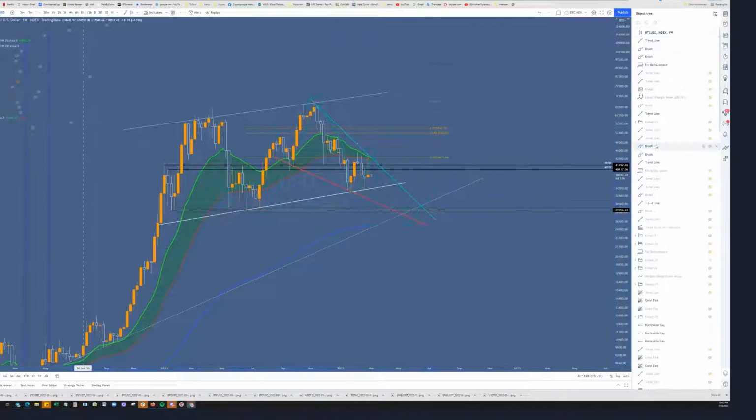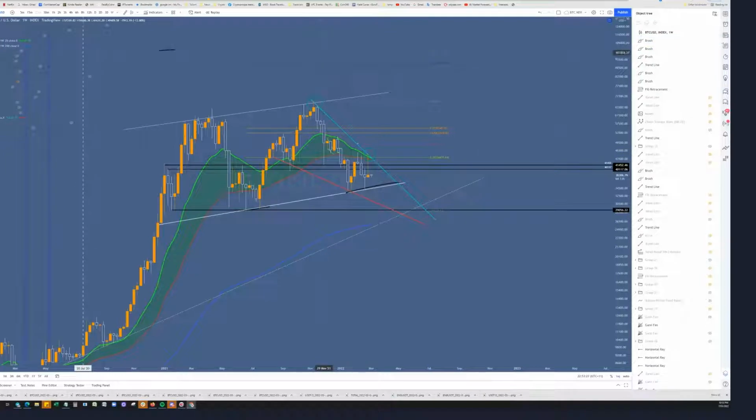Just no one's going to tell you where it's going to be. All we can do is take it one level at a time. So that's my thinking at the moment. We've got a number of reasons why that's the case. We've got the Fibonacci where it is.